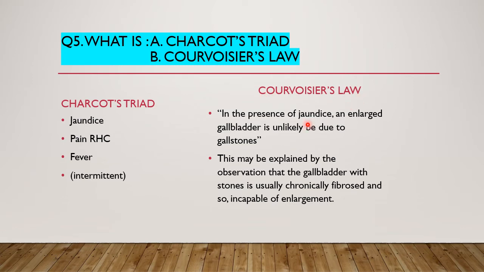Courvoisier's law states that in the presence of jaundice, an enlarged gallbladder is unlikely to be due to gallstones. This may be explained by the observation that a gallbladder with stones is usually chronically fibrosed and incapable of enlargement. So in this patient, the gallbladder is not palpable. Therefore, it is unlikely to be due to a tumor. It is more likely due to gallstone obstruction.